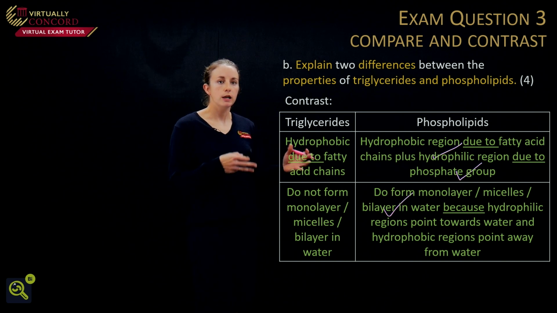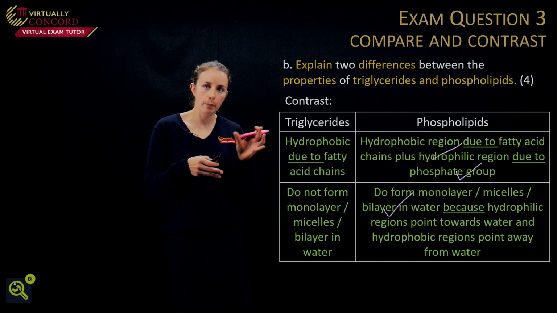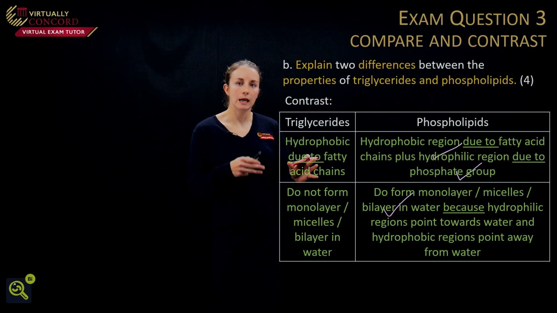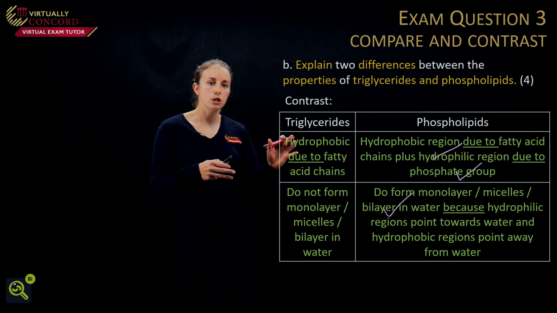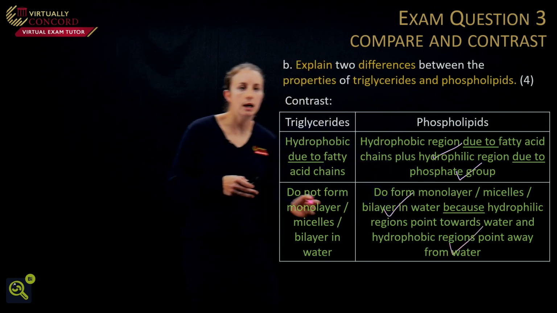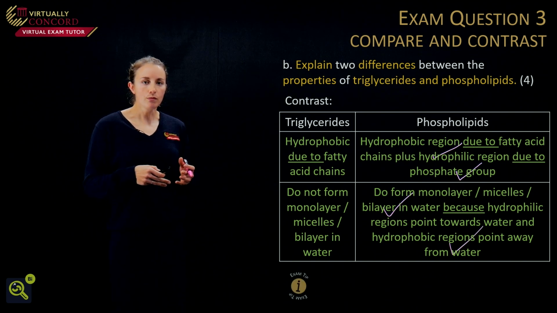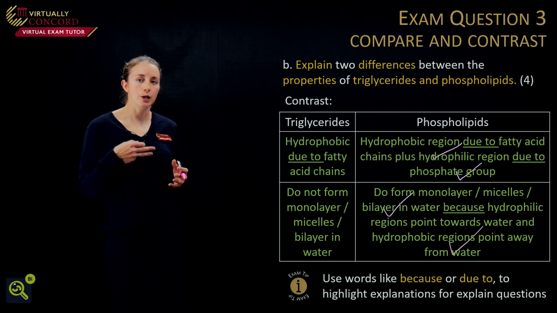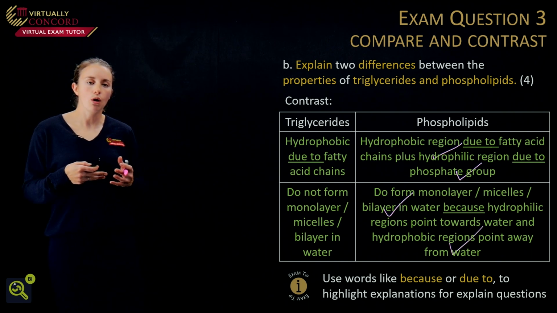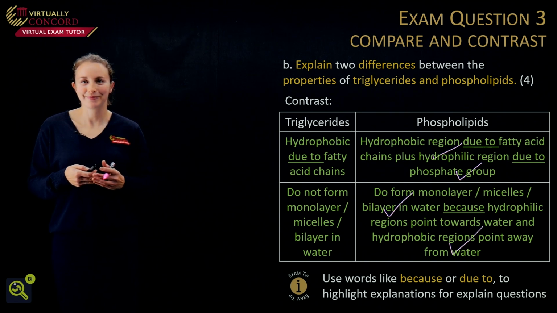And in this case, the reason why phospholipids form those structures like bilayers is because they have both the hydrophilic bit and the hydrophobic section. And the hydrophilic phosphate heads point towards the water, the hydrophobic regions, which is the fatty acids, point away from the water, and that is your explanation. Okay, so that's where your 4 marks come from. I put a little exam tip in here. If you do have these explain questions, look to be using words like because or due to, and that just highlights that you are making an explanation.